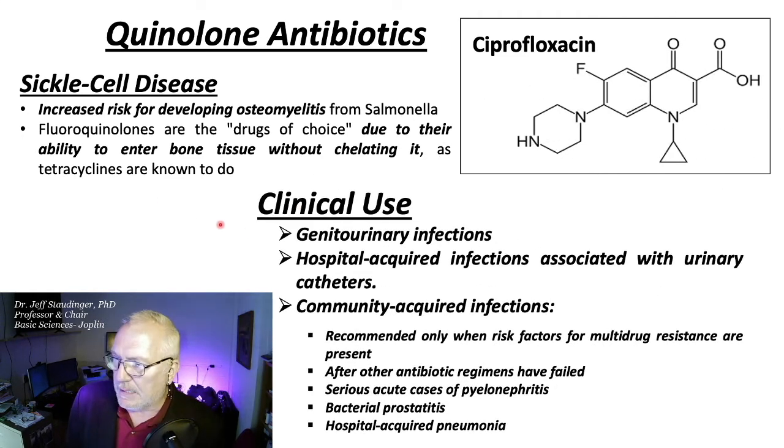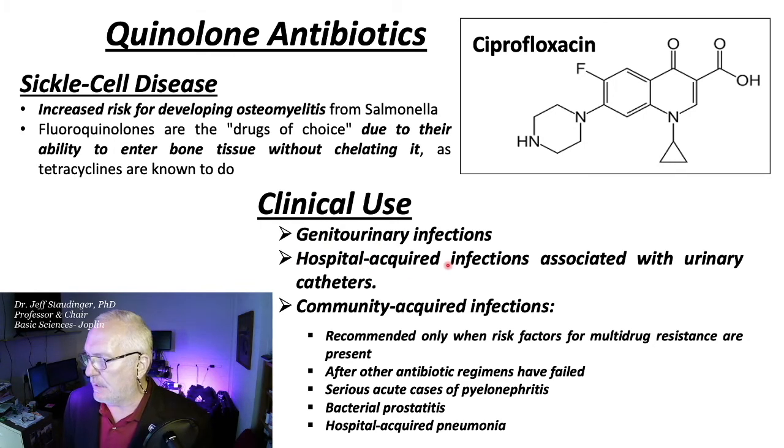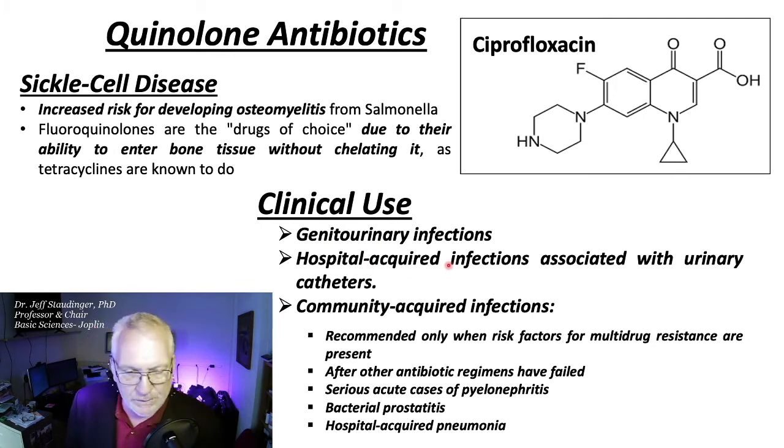to do. So clinically, quinolone antibiotics are used for genitourinary infections, hospital-acquired infections associated with urinary catheters, and community-acquired infections. Cipro is recommended only when risk factors for multi-drug resistance are present or after other antibiotic regimens have failed. Serious acute cases of pyelonephritis, bacterial prostatitis, and hospital-acquired pneumonia.